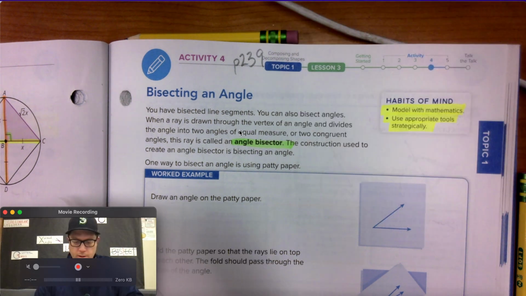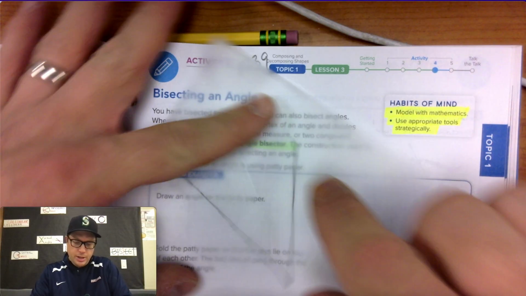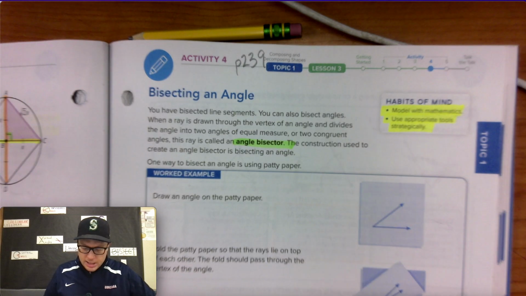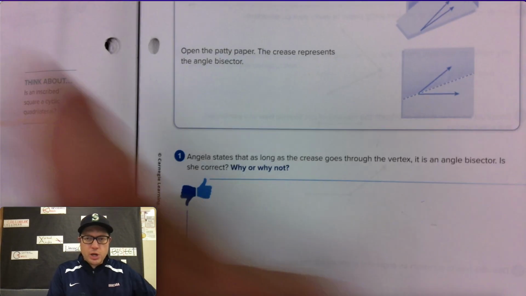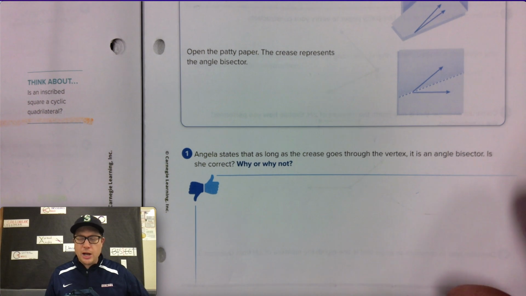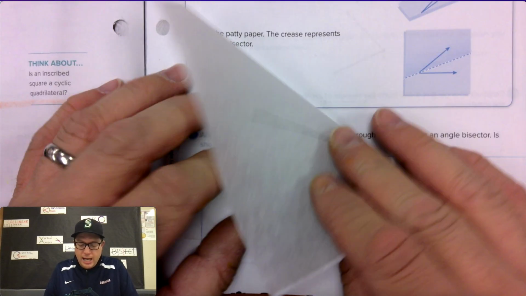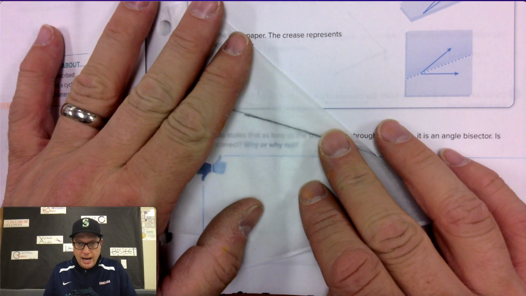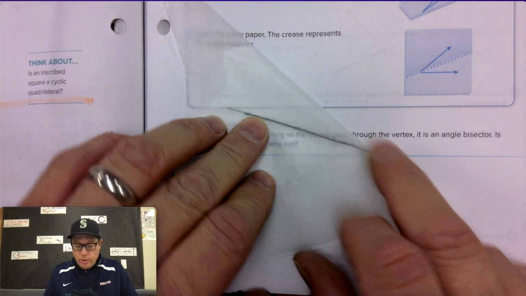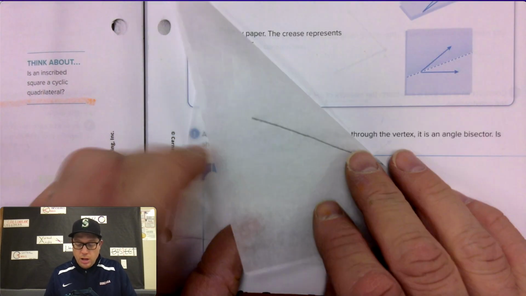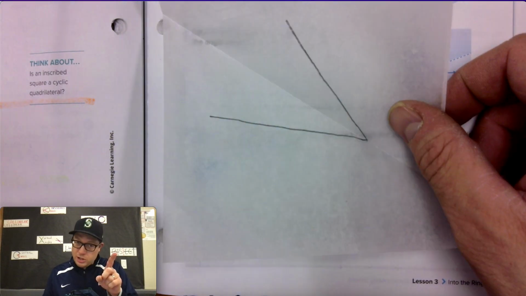Let's show you on the document camera. Here it is. This crease is the angle bisector. Angela states that as long as the crease goes through the vertex, it's an angle bisector. Is she correct? No, she's not. Because one thing that I said is I had to make sure that the rays actually line up. One ray of the angle and the other ray of the angle have to go through the vertex. Angela said that.